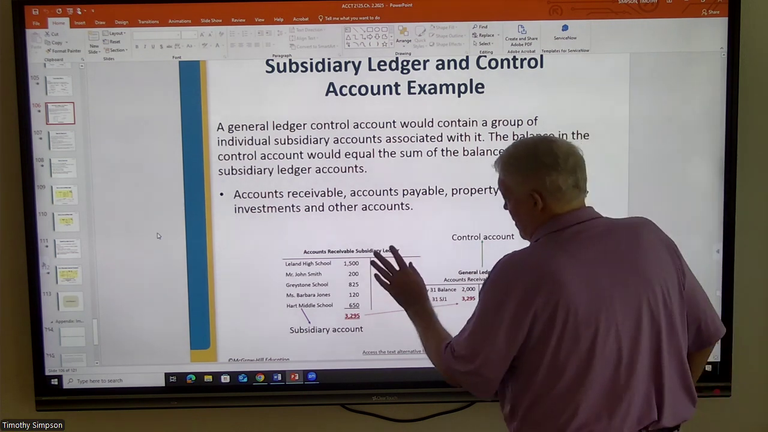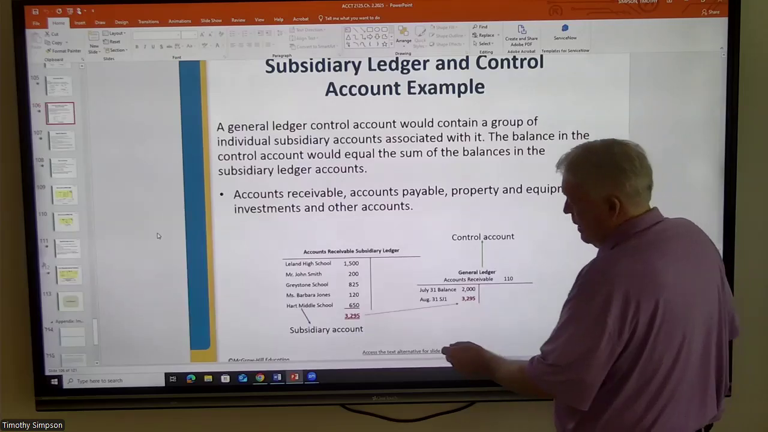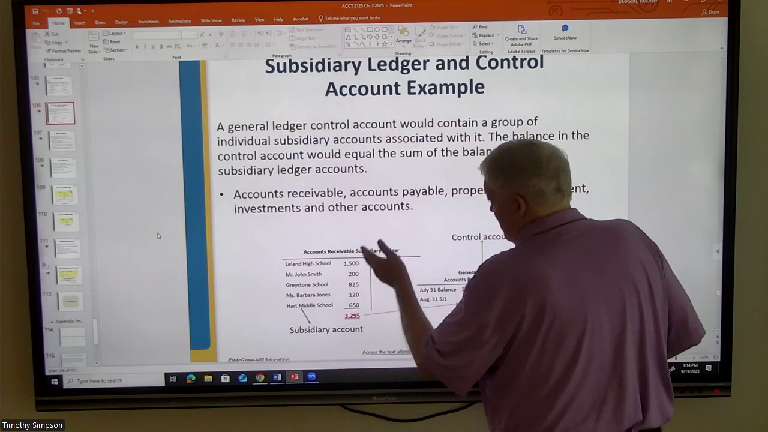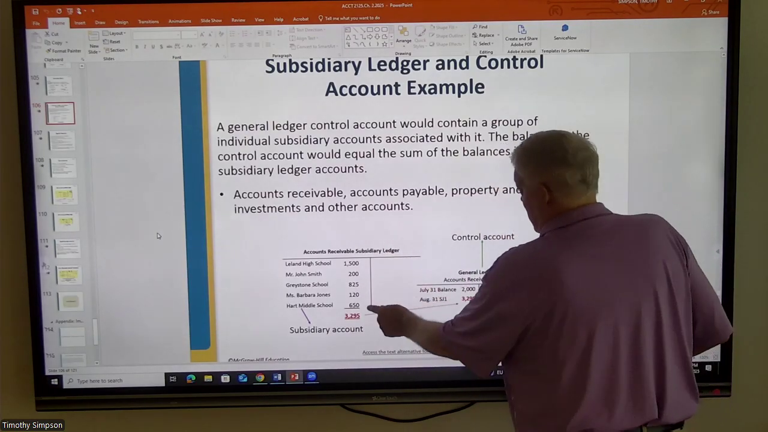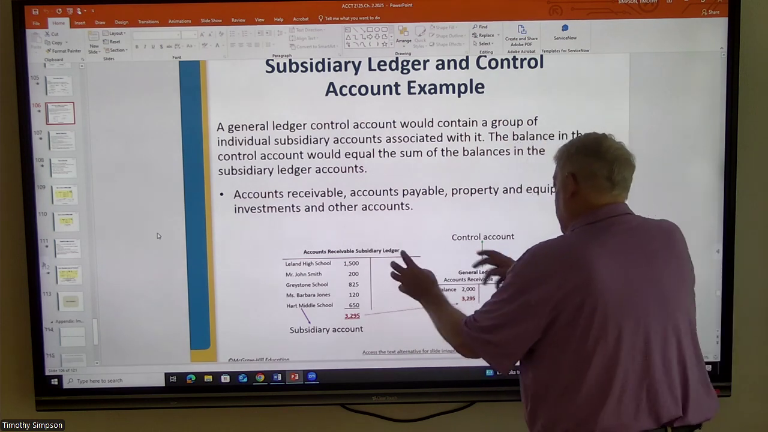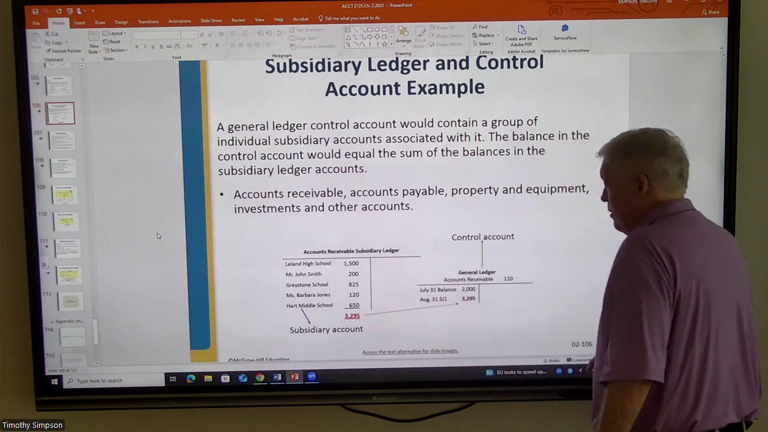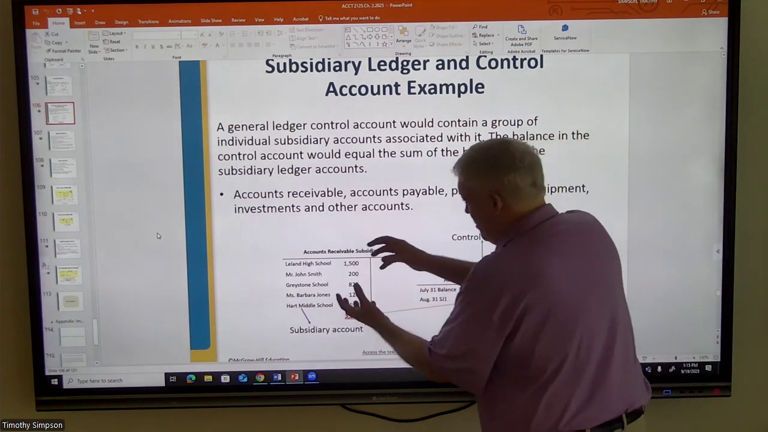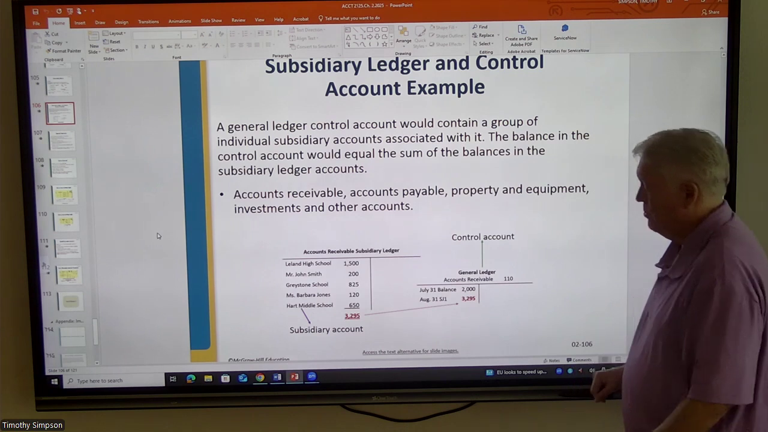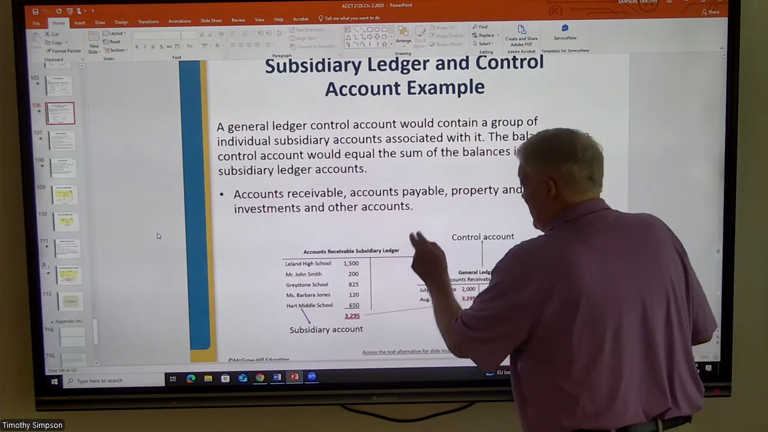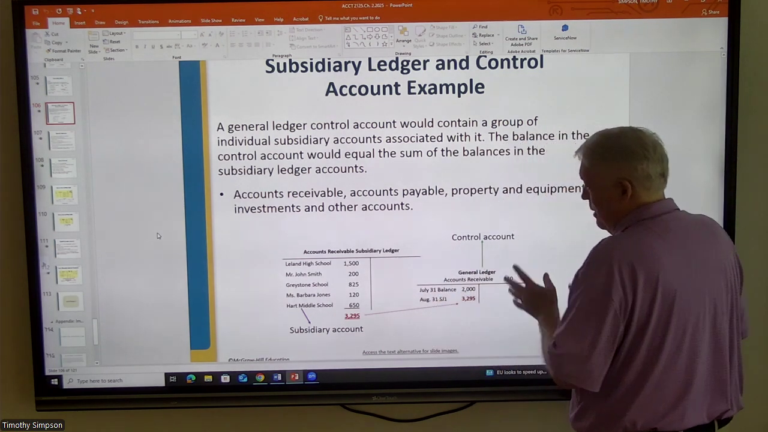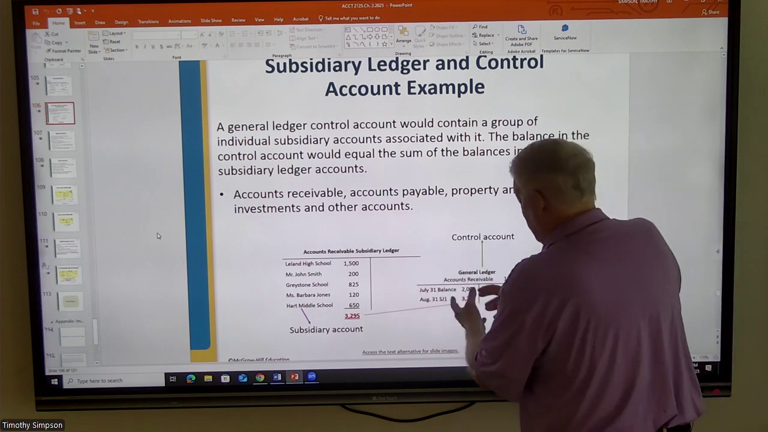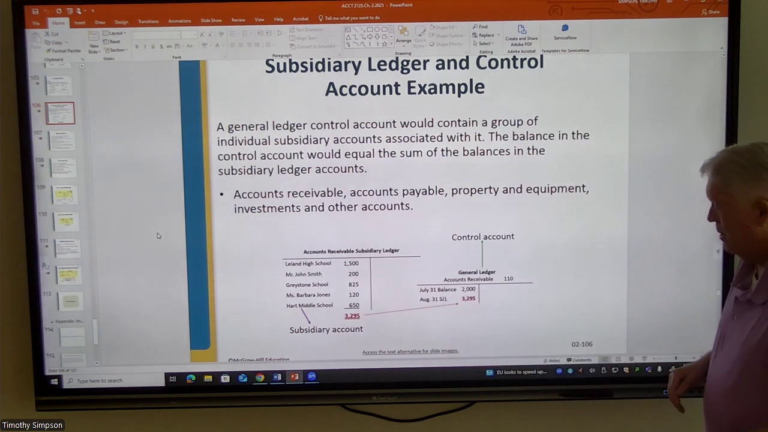So just as a little snapshot here, you've got 5 different clients: Leland High School, Mr. John Smith, whatever, $3,295, which we're going to then move over here and put into the general ledger. All we're really doing is this folds into this. This is a subsidiary to this. So it's not like we're crediting this out, because we don't want to do that yet until we actually collect the money. But we're moving it over here because that's really where it belongs for reporting purposes.